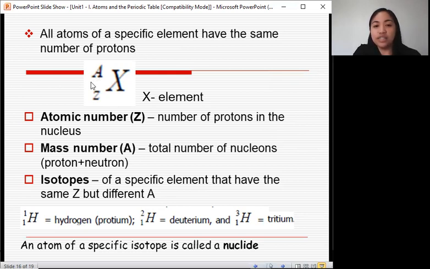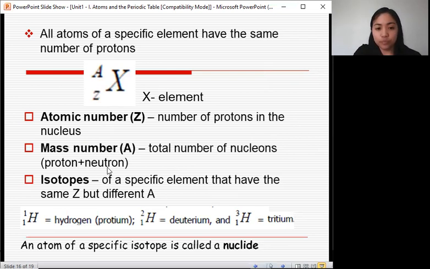So, this is how you denote an element or a symbol or unsaon pag-write sa element. So, ang A is nasa taas, ang Z ang nasa ubos. X is the element. So, it can be hydrogen, carbon, nitrogen, oxygen, any. So, Z is the atomic number, which is always equal to the number of proton. Again, the number of proton is always constant. Therefore, the atomic number is also constant. So, next is A, or the mass number. So, the mass number is the total number of nucleons, meaning it is the sum of the proton and neutron.